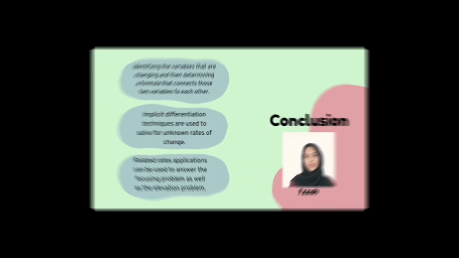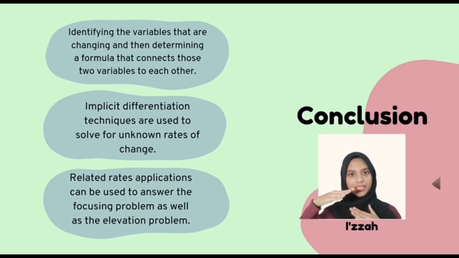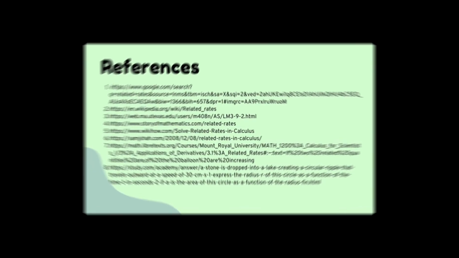In conclusion, the key to solving a related rates problem is identifying the variables that are changing and then finding a formula that connects the two variables to each other. Implicit differentiation techniques are used to solve for the unknown rates of change. And lastly, related rates applications can be used to answer a focusing problem as well as the elevation problem. So in this case, how fast the camera has to rotate in order to keep the airplane in view.